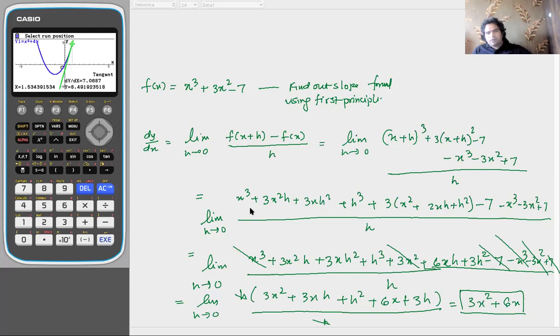Now you can see that when I open it up using normal expansion, what we get is x cubed plus 3x squared h plus 3xh squared plus h cubed and so on. And this expansion is this. Open it up, and you will see that all the pure x terms and constant terms get cancelled. You can take h common, and at the end you're left with this. Now here 3xh will become 0, 3h will become 0, and h squared will become 0 because they all are close to 0. So at the end, the expression that you're left with is 3x squared plus 6x.